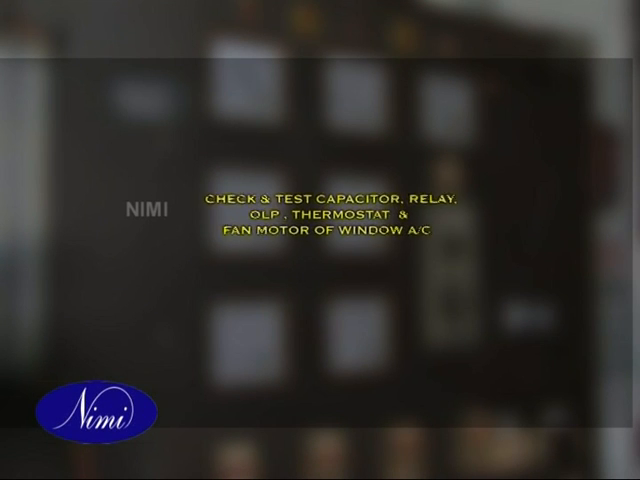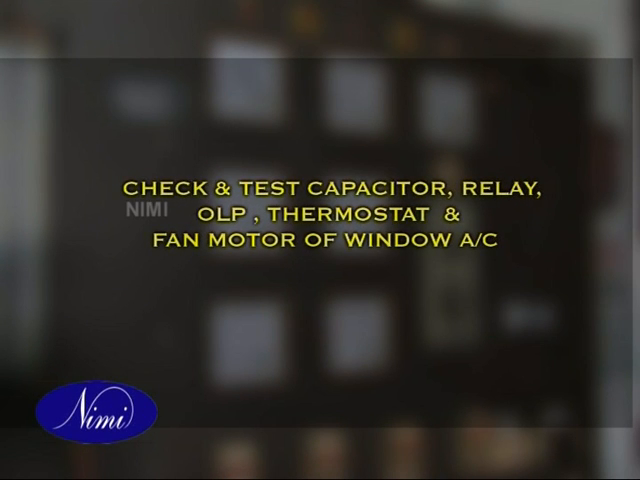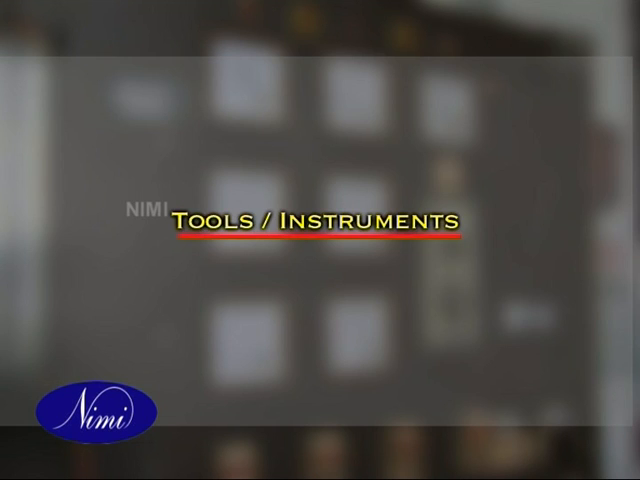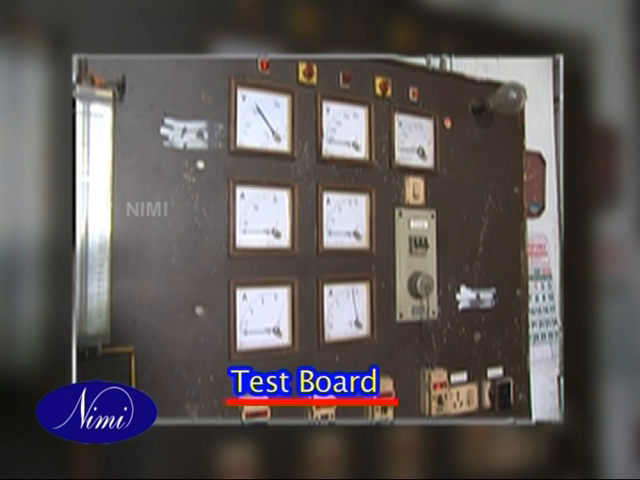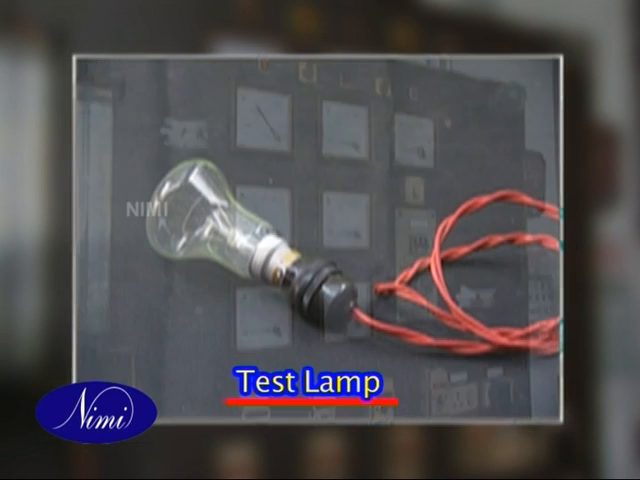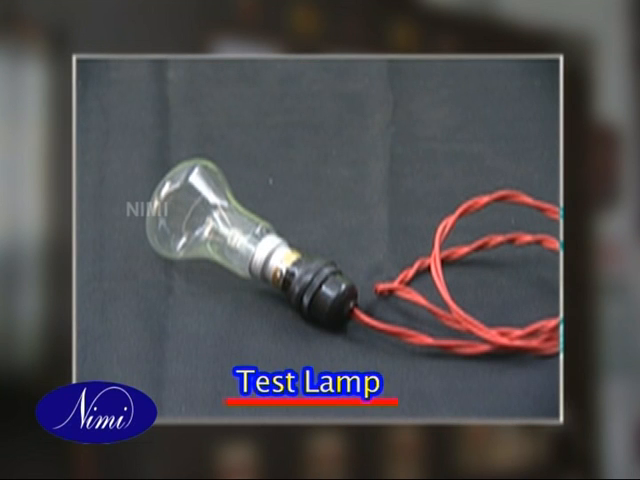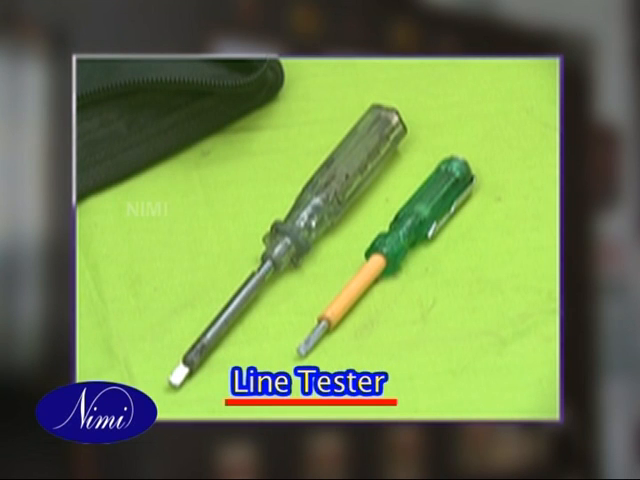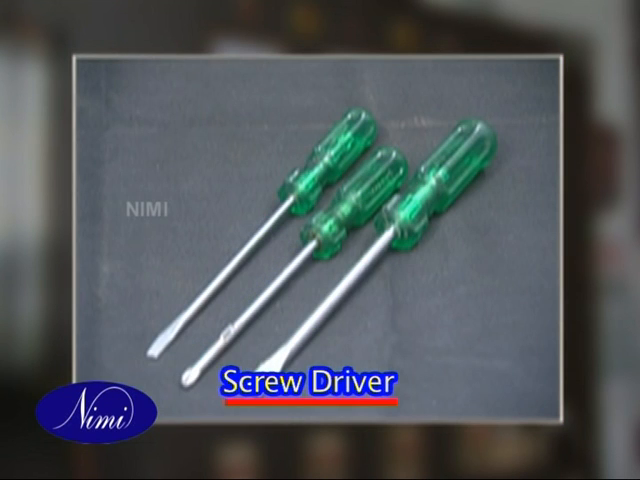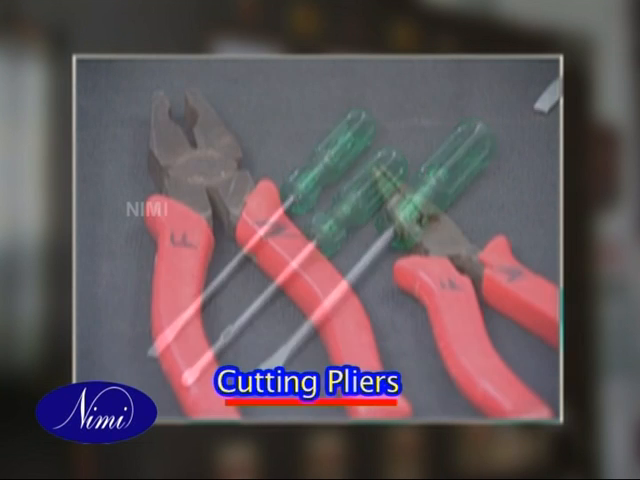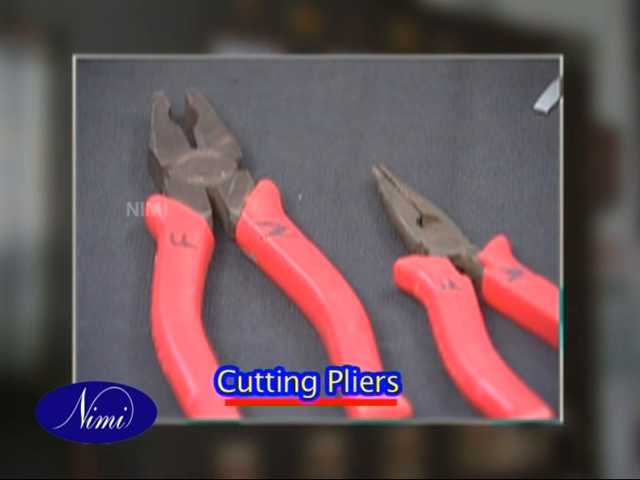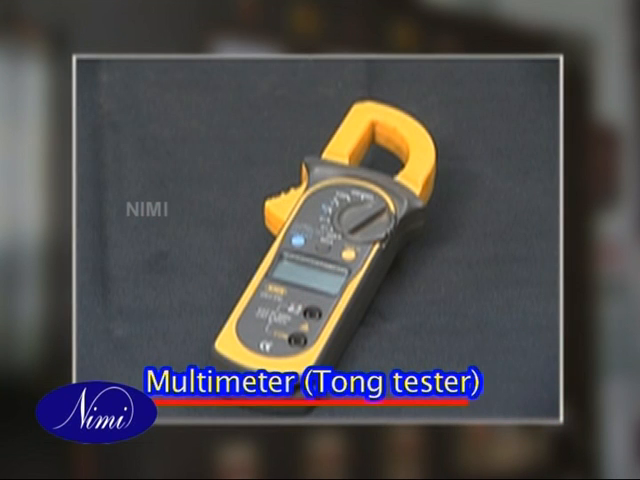Check and test capacitor, relay, OLP, thermostat and fan motor of window AC. Required tools: test board, test lamp, line tester, screwdriver, cutting pliers and multimeter.